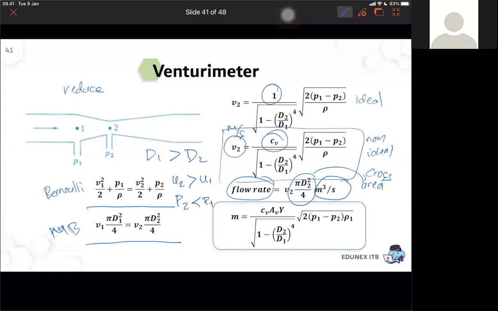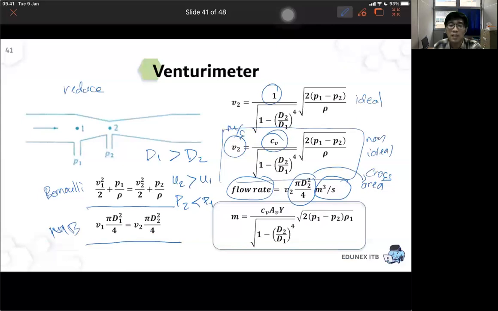Area and density, right, sir? It should be just only area. If the flow rate changes from the linear velocity, meters per second, into the volumetric flow rate, cubic meters per second, then you just multiply by the area. No need to multiply by anything else.